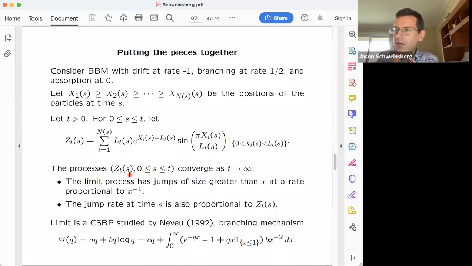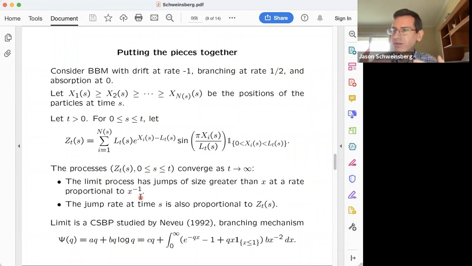The particles that stay below the right boundary will behave in a very predictable way, but random jumps will occur when one particle drifts unusually far to the right and hits the boundary at LT(s) minus a. When that happens, many descendants of this particle can survive, leading to a sudden increase in the total number of particles. Now, the size of the jump is proportional to the random variable w on the previous slide. So from the tail behavior of w, we see that the process makes jumps of size greater than x at a rate proportional to 1 over x.